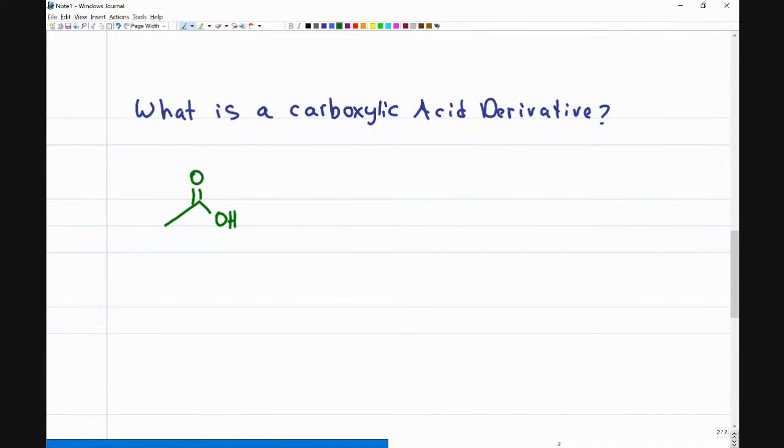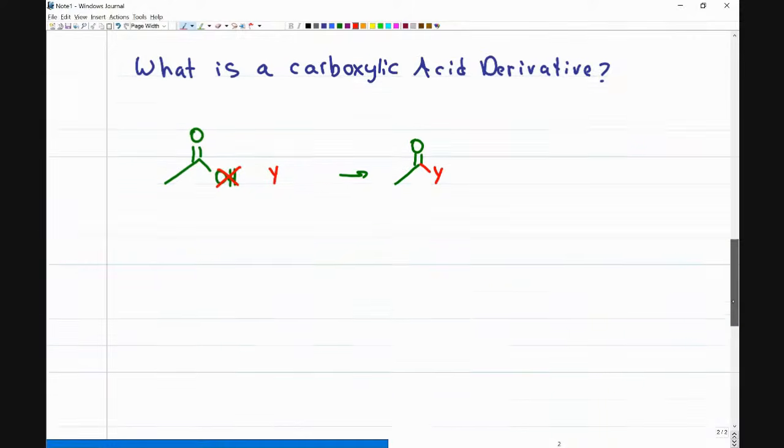But today, we're going to take it to the next level. If I take that OH group away and I put something else in its place, we'll call it Y. This is considered a derivative of carboxylic acid because it was made by swapping the carboxy's hydroxyl group, that OH, for a Y, and that is what we're going to be studying today.